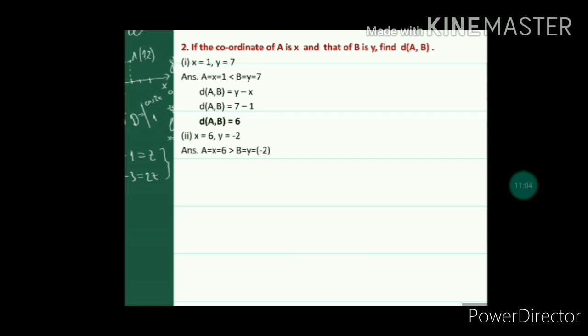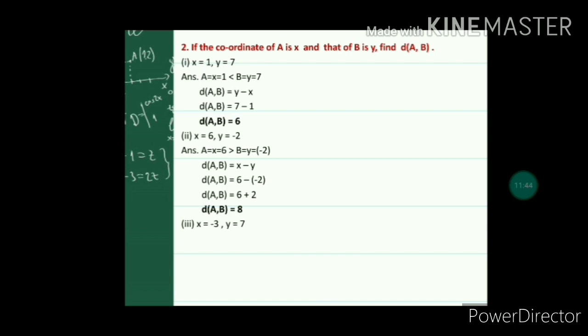Here A means x equal to 6 is greater than B means y is equal to -2. Means 6 is greater than -2. Therefore distance of AB is equal to x minus y. Therefore distance of AB is equal to 6 minus in bracket -2. Therefore distance of AB is equal to 6 minus into minus plus 2. Therefore distance of AB is equal to 8.